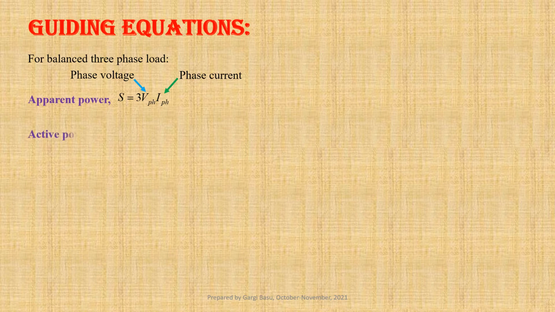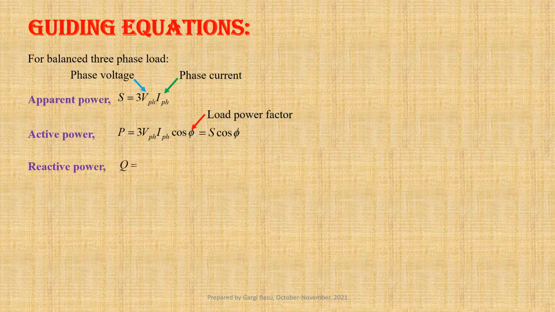Total active power P equals 3 times V phase into I phase cos phi, where cos phi is the load power factor. P may be expressed as S into cos phi. Total reactive power Q equals 3 times V phase into I phase sin phi, that is equal to S into sin phi.